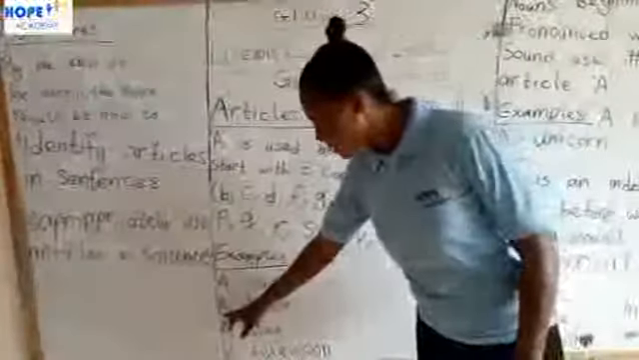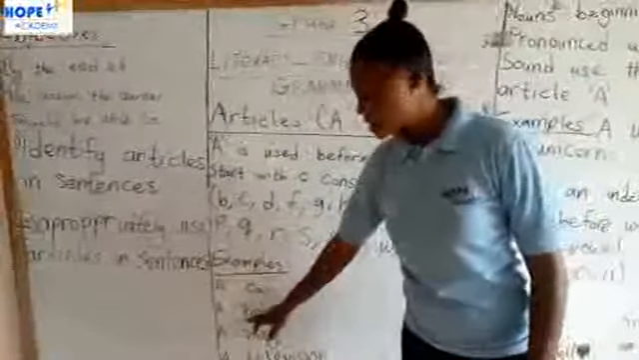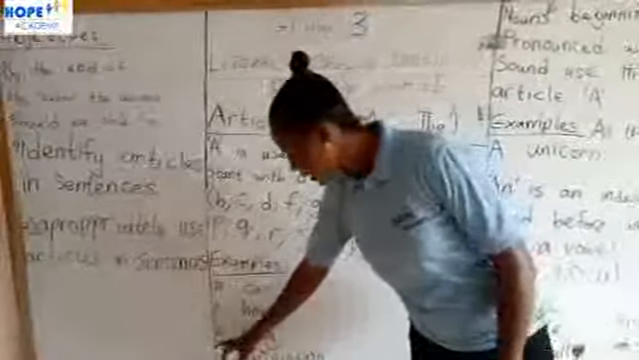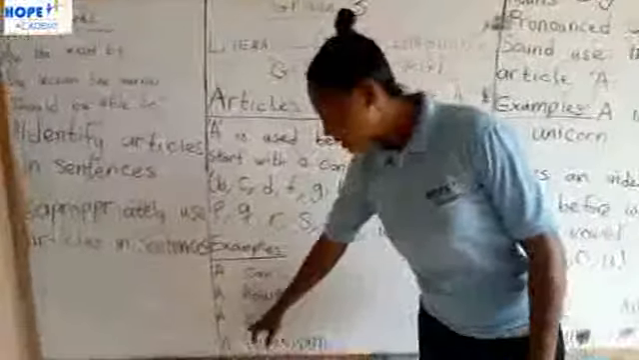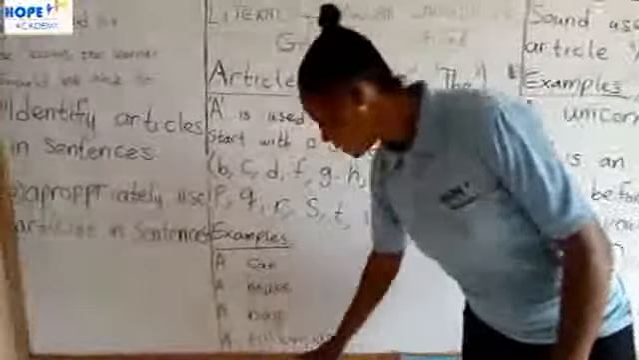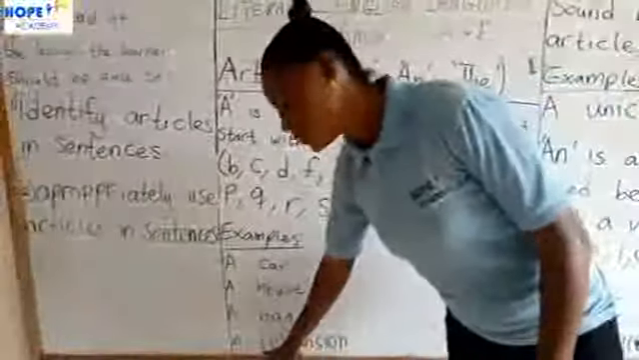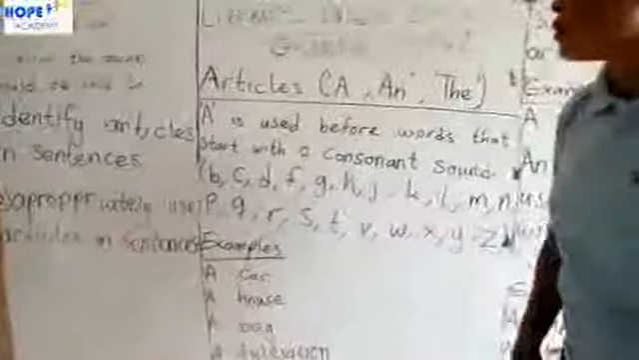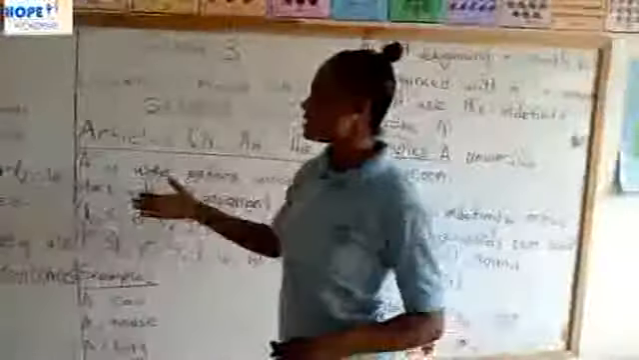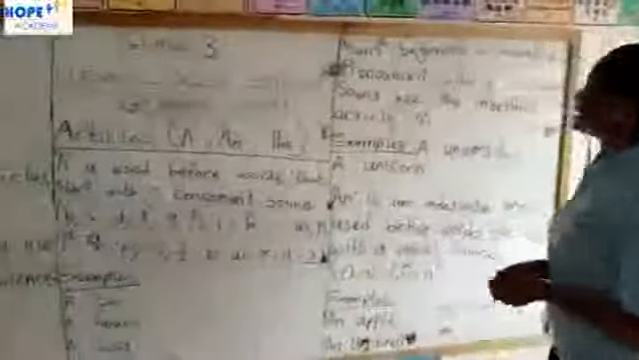Then we come to a house. The house starts with a consonant. Now a bag. The bag starts with a consonant, and then a television. The television starts with a consonant. So any word that starts with a consonant, you use the article a to describe it.